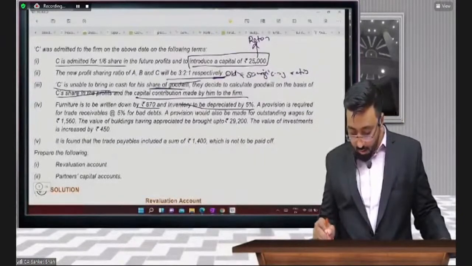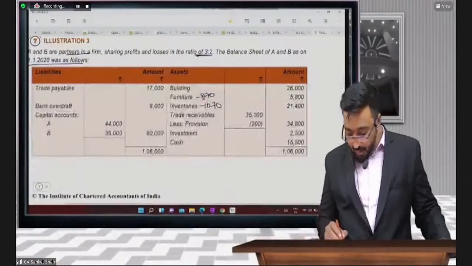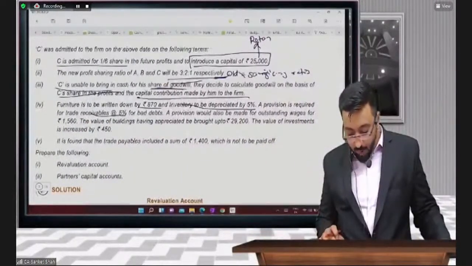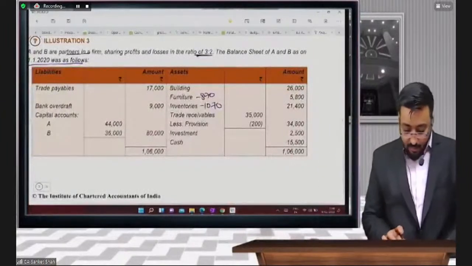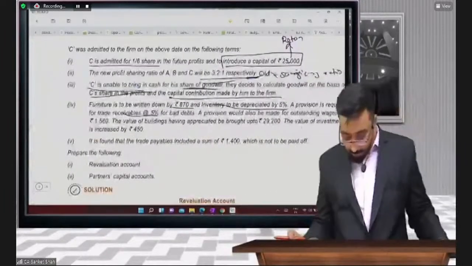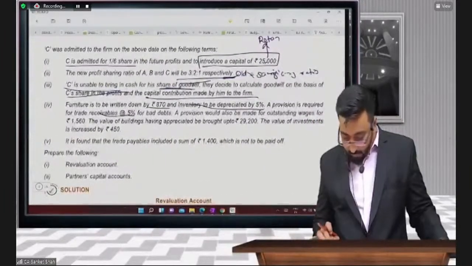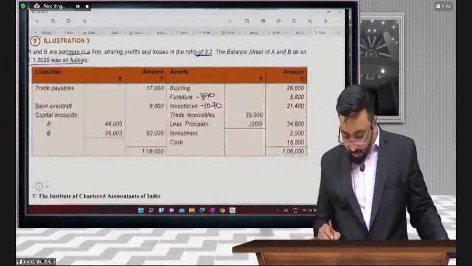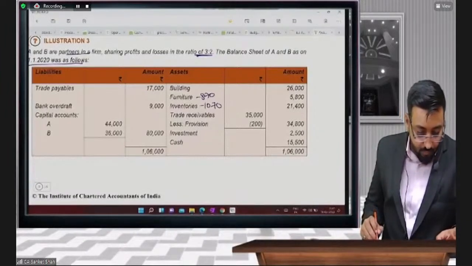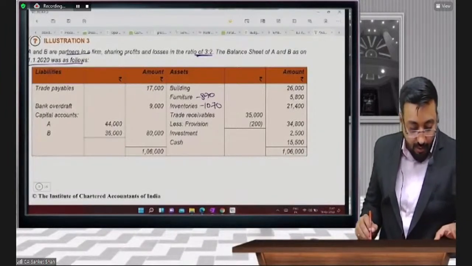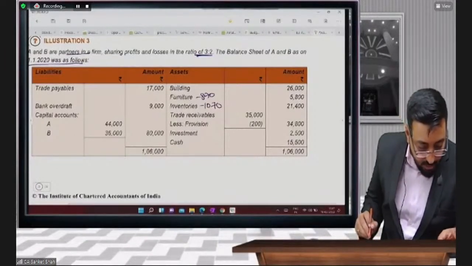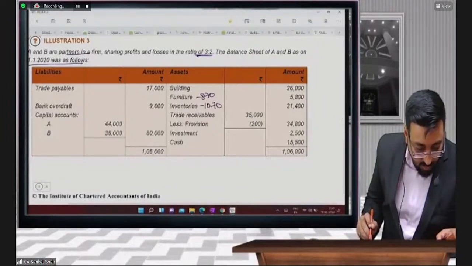Provision for trade receivable is 5% on bad debts. Okay, so कितना percent करना है? 5%. A provision is required for 5%. So 35,000 का 5% कितना छे? 1750. So you want only 1750 provision, na? You want 1750 as a provision, correct? Yes, 1750 as a provision.